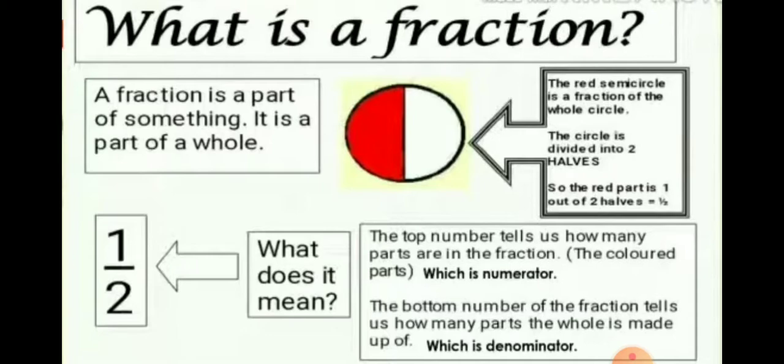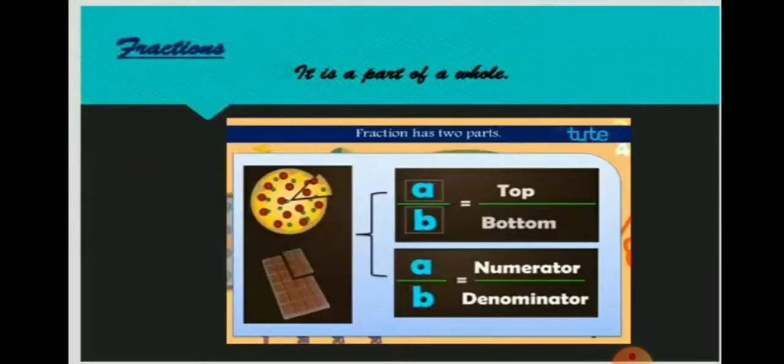1 upon 2, what does it mean? The top number tells us how many parts are in a fraction, the colored part, which is known as numerator. The bottom number of the fraction tells us how many parts the whole is made up of, which is denominator.